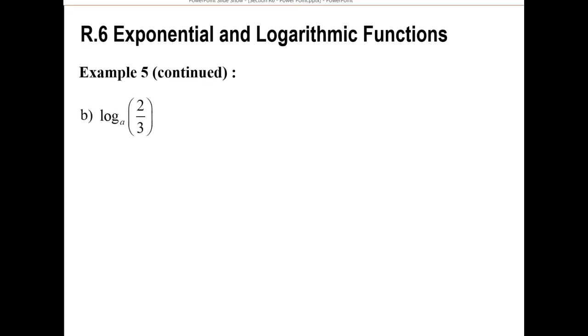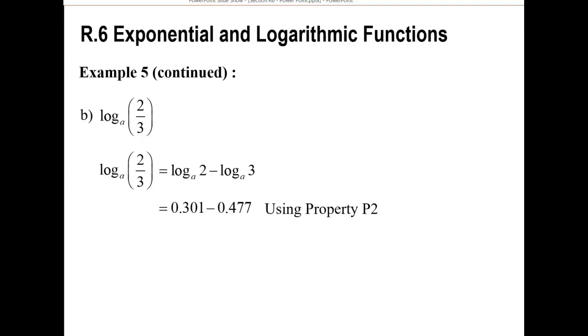All right, this time log base a of 2/3. So we can use our quotient property to rewrite this as log base a of 2 minus log base a of 3, and then plug in the given values for the logarithms that we were given on the other slide and evaluate. So negative 0.176.